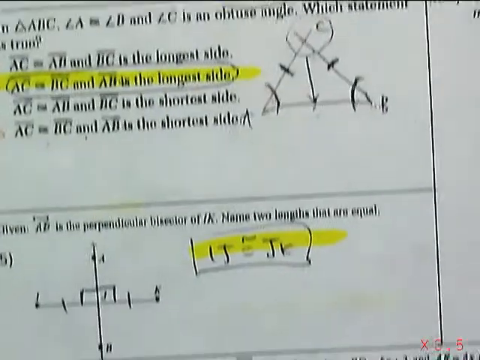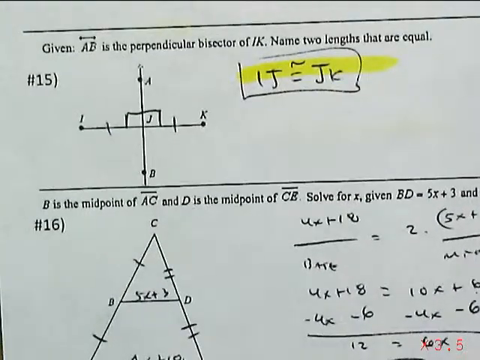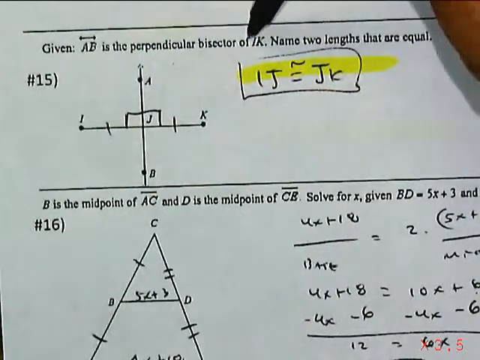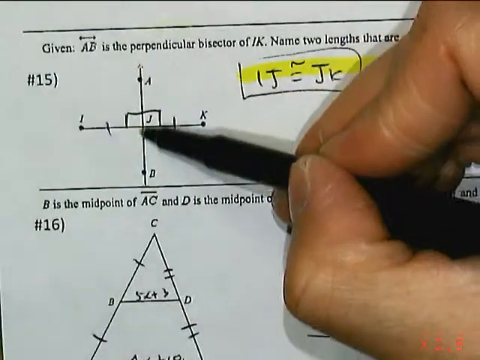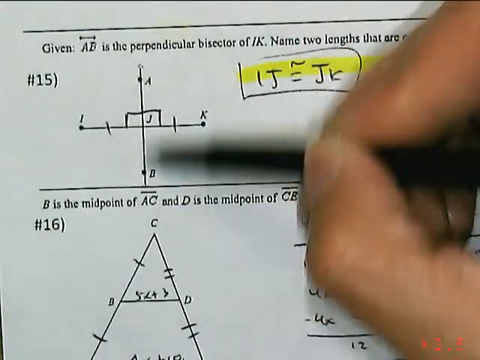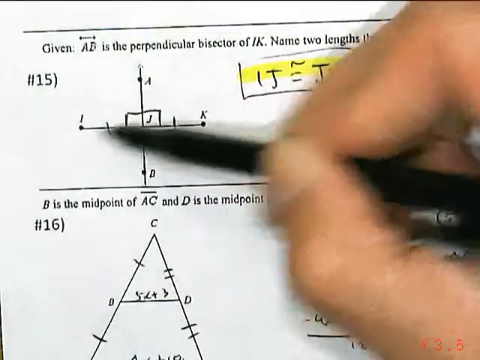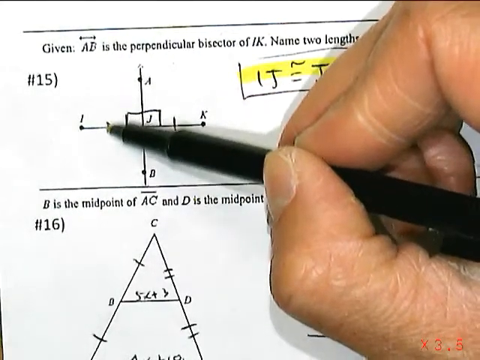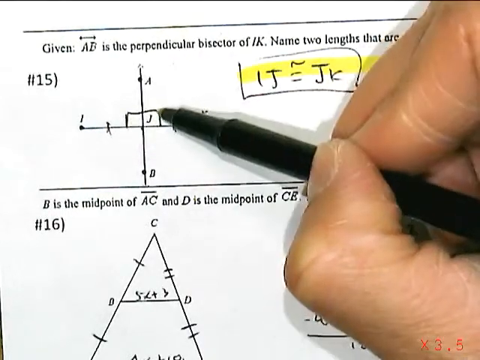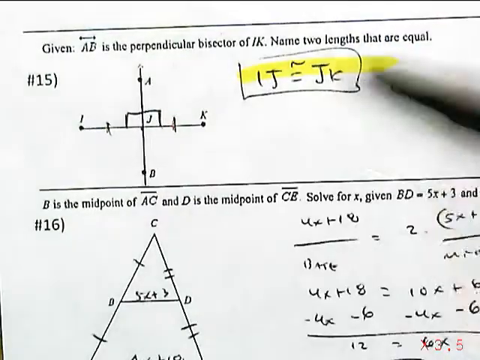Question number 15. Given AB is the perpendicular bisector of IK, name two lengths that are equal. Well, here's AB. That is the knife. Is the perpendicular bisector. That's the knife. It's cutting in half IK. So here's my congruent segments. This is your midpoint, and they're also perpendicular. IJ is congruent to JK.